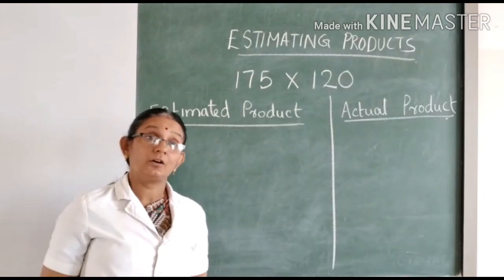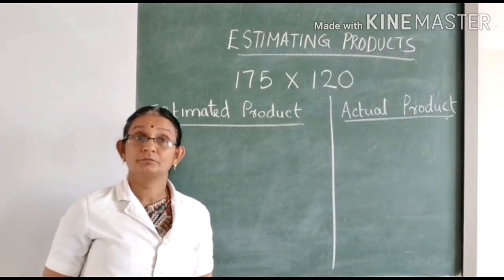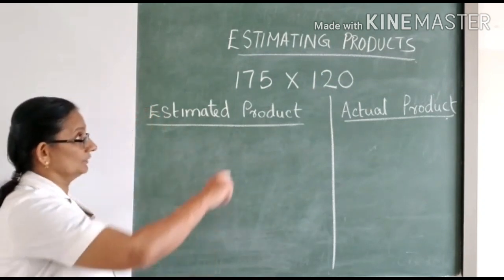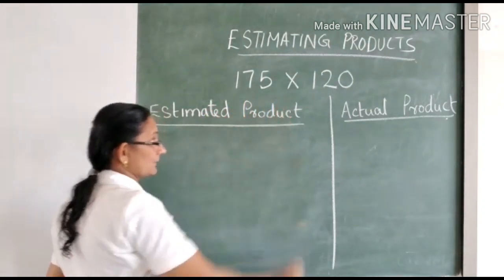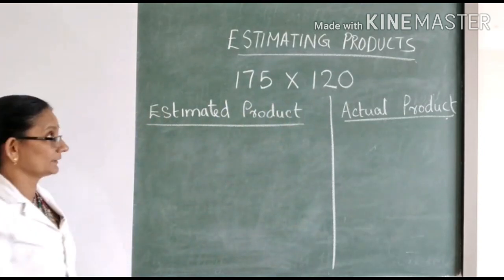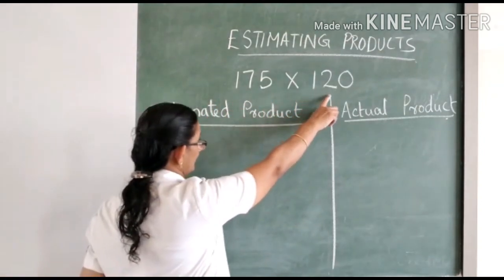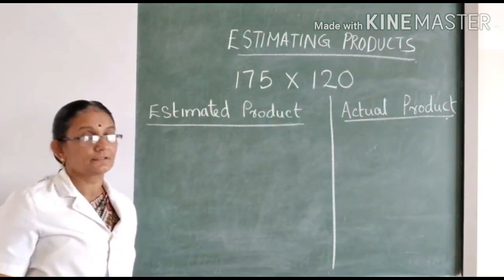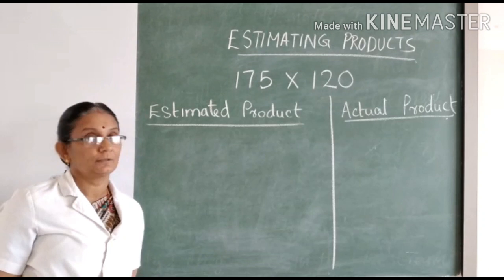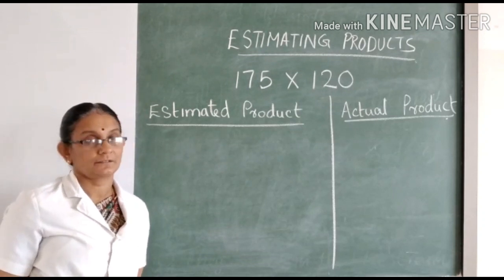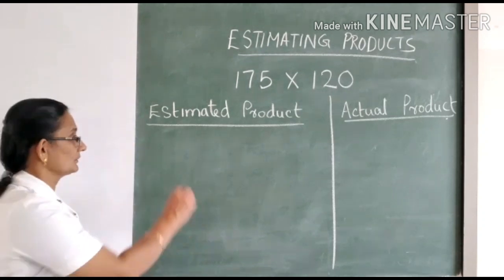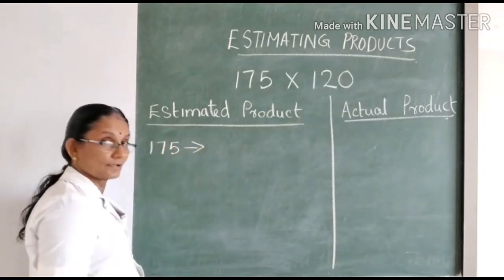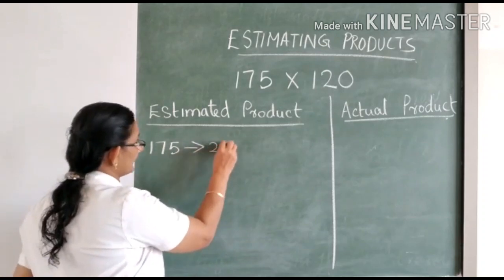Now let us calculate how much money I am going to spend for the food item in the birthday party. Okay? So you are going to find out the estimated product of the numbers 175 and 120. Now here, as it is a 3-digit number, we can round the numbers to the nearest hundreds. Okay? So let us round the number 175 first. It is rounded to 200.